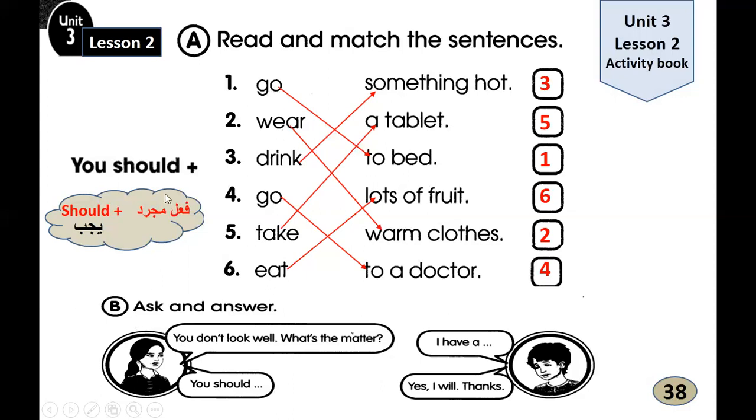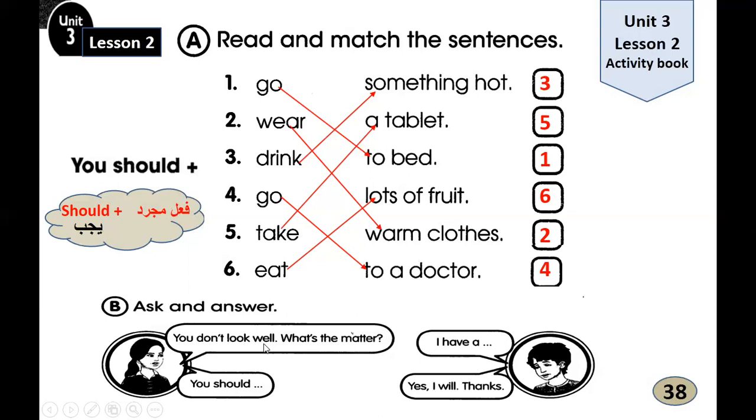Exercise B depends on exercise A. Ask and answer. اسأل وأجب. In this activity, we will practice conversation between Hiba and Basim. Basim is unwell, so we should practice the conversation between them and complete the conversation by one of the elements and give him advice.